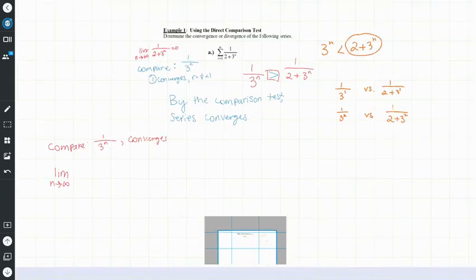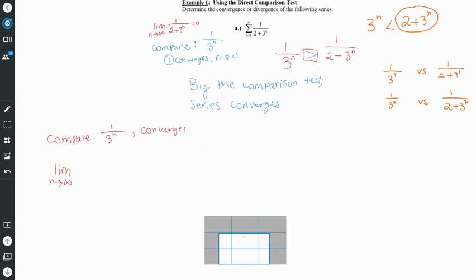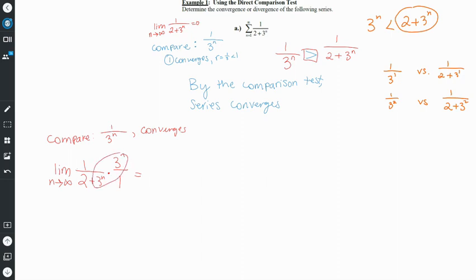What if we do the original times the reciprocal of the comparison, because I already did my piece change flip. Then eventually it's technically 3 to the n and 3 to the n. So the limit would actually equal 1. Since the limit is a positive constant and your comparison converges, therefore your original series also converges.